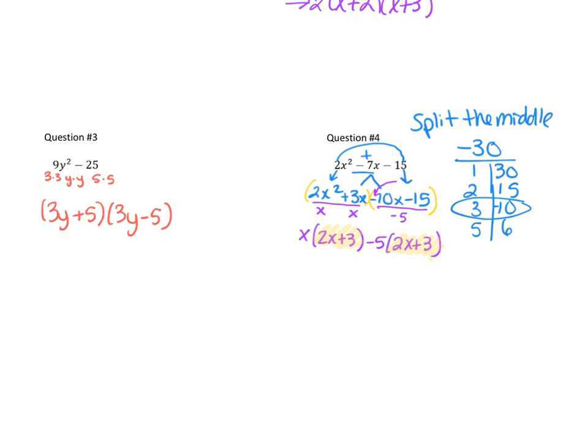So now I'm going to write 2x plus 3. So I write the one that's the same. I write it only one time. Then I'm going to take this x minus 5, and that becomes my second parentheses. So this would be my final answer for how we factor number 4.